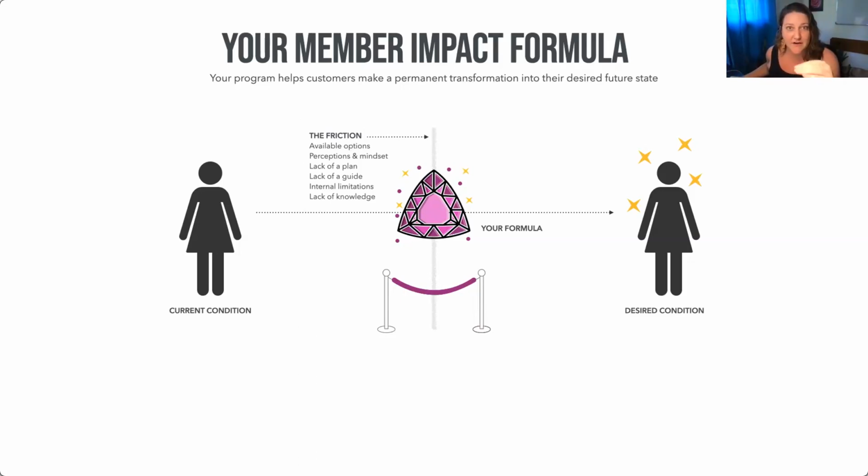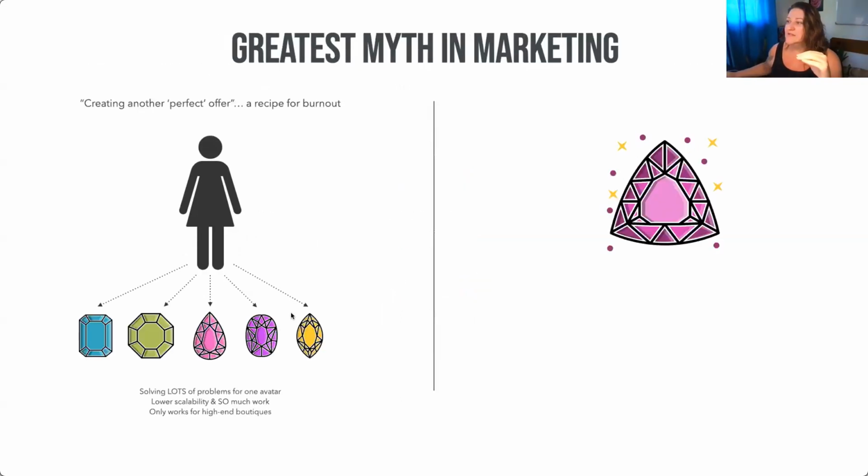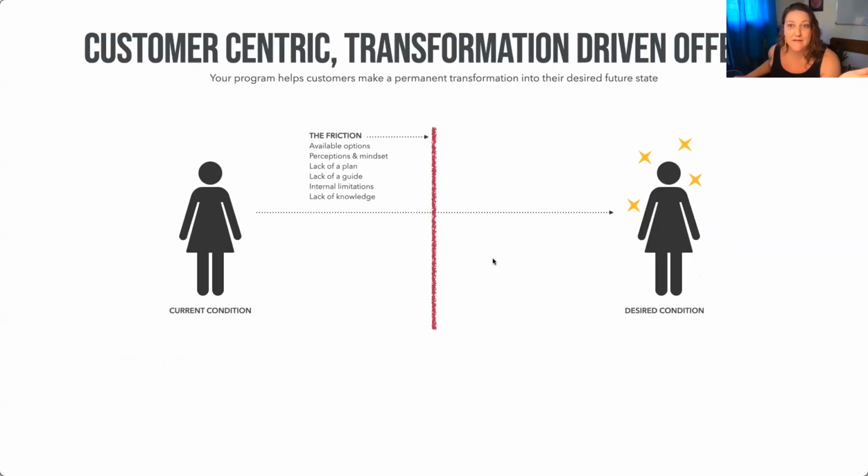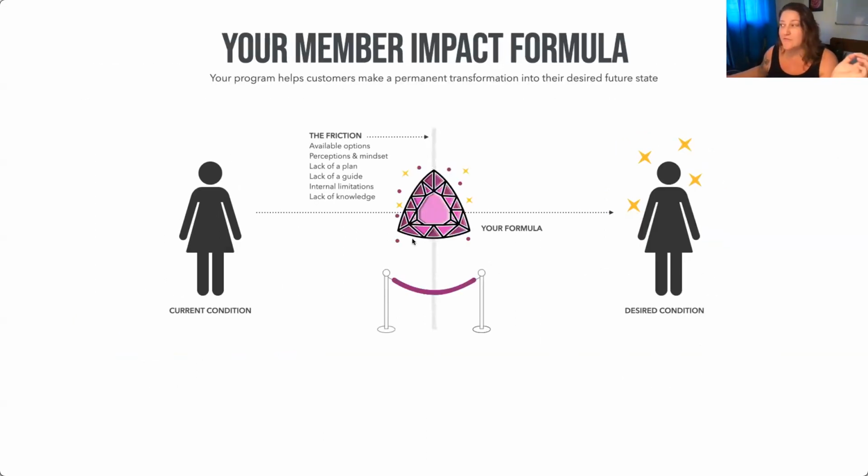The one part I want to make clear here is that creating something that a lot of different avatars can use to make progress is not the same thing as creating an offer for everybody and letting anybody into the club. I like to use the metaphor of the velvet rope outside the club. You still get to decide who has access to you and who has access to this formula.